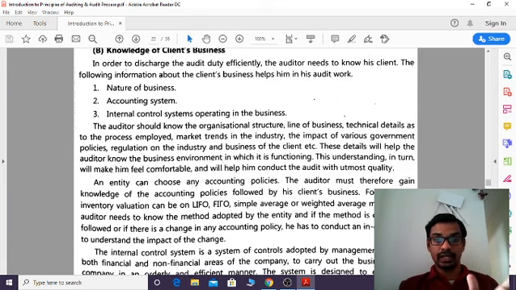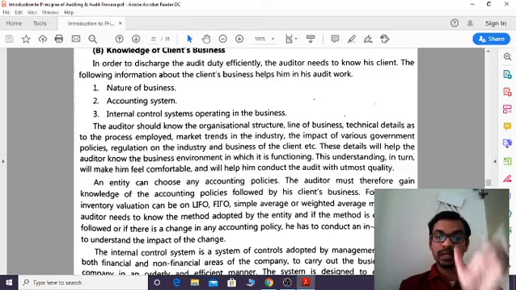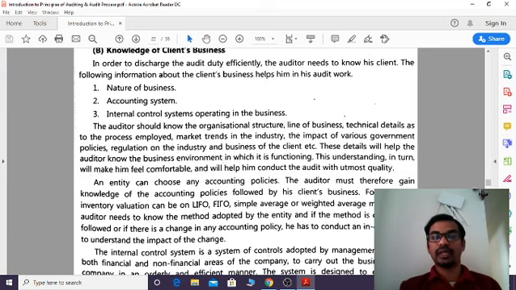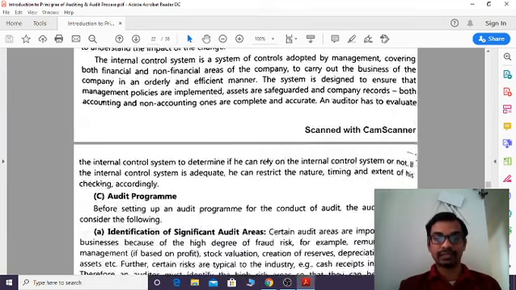What is the nature of the business? What is the accounting system adopted by the business organization? The auditor must have knowledge regarding that. Then the internal control system operating in the business, which is regulated and implemented by the client, the auditor must also have knowledge regarding that. In this way, the auditor has to gather knowledge about the client business. That is the second point.